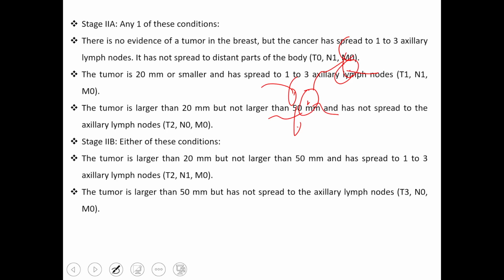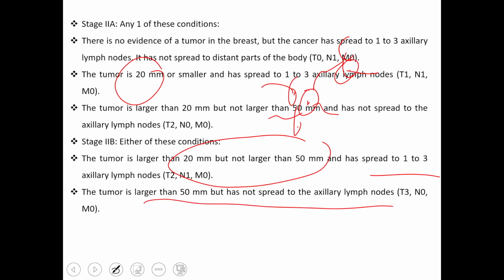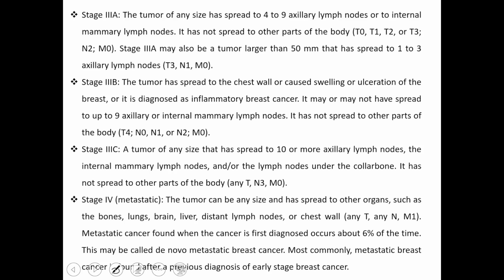In stage 2B, either of these conditions should be followed. The tumor is larger than 20 mm but not larger than 50 mm, and has spread to 1 to 3 axillary lymph nodes. Also, the size of the tumor will be different in that case. In 2A it is only 20 mm, but in stage 2B it is 20 to 50 mm. Or the tumor is larger than 50 mm but has not spread to the axillary lymph nodes, T3 N0 M0. So all these are the types of how we have to assign the stage for breast cancers.